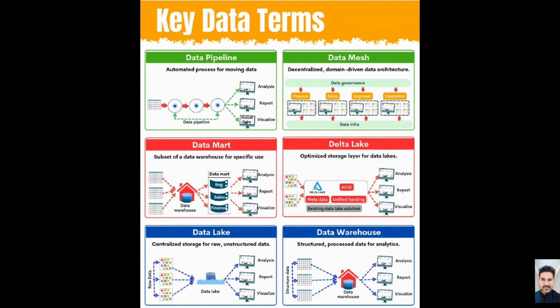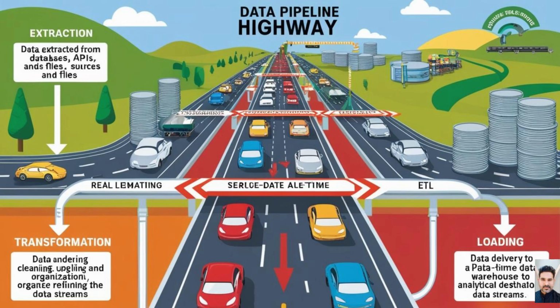Extraction: this is where we pull data from databases, APIs, or files. For example, using Python's requests library to fetch data from a REST API. Transformation: this is where we clean, filter, and format the data. We might use SQL to filter rows or pandas to manipulate data frames. Loading: finally, we load the transformed data into a data warehouse or data lake. This could involve writing to a database using JDBC or saving data as Parquet files in a data lake.